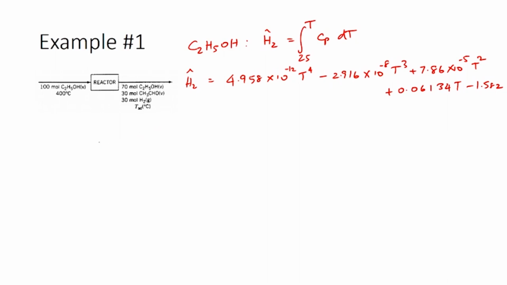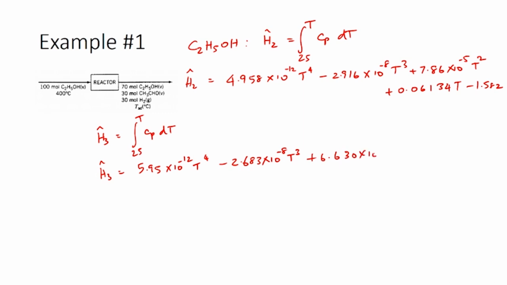So, if you were to calculate the value for H3 cap, which is basically heating of acetaldehyde vapor from 25 degree Celsius to T degree Celsius, you have this as integral from 25 to T of Cp of acetaldehyde dT, and using this you get H3 cap is equal to 5.95 times 10 power minus 12 T power 4 minus 2.683 times 10 power minus 8 T cube plus 6.630 times 10 power minus 5 T squared plus 0.05048 T minus 1.303.